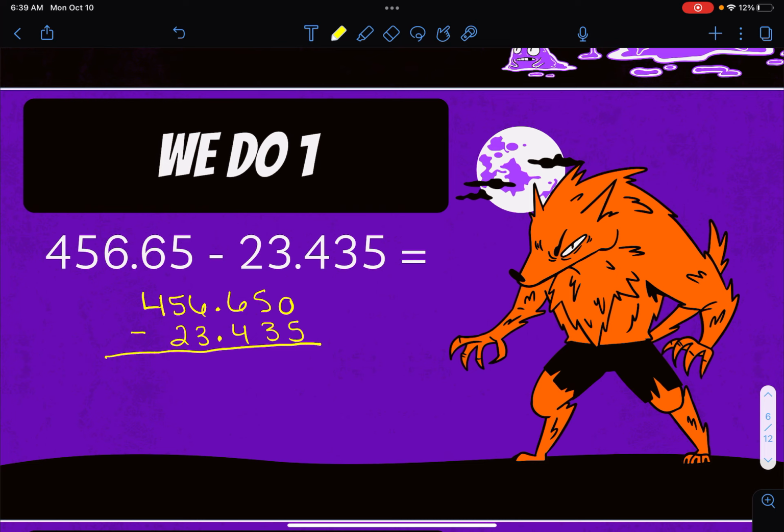Okay. 0 minus 5, I can't do that, so I have to borrow. And so that is now 10. Okay. So 10 minus 5 is 5. 4 minus 3 is 1. 6 minus 4 is 2. 6 minus 3, 3 is correct. And then 5 minus 2, 3 is correct again. And then we bring down our 4. So we have 433 and 215 thousandths. Okay.